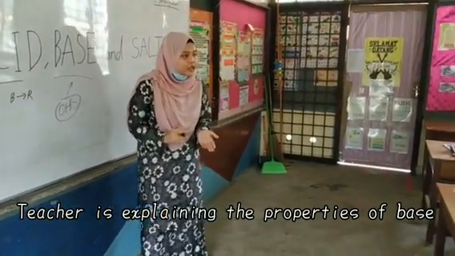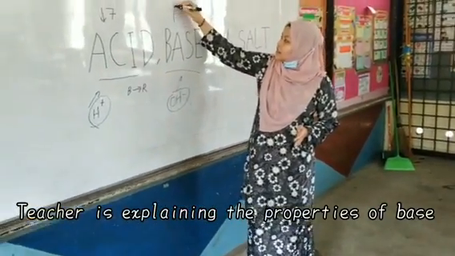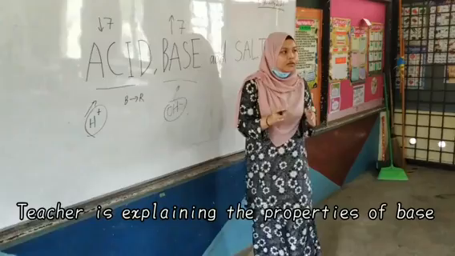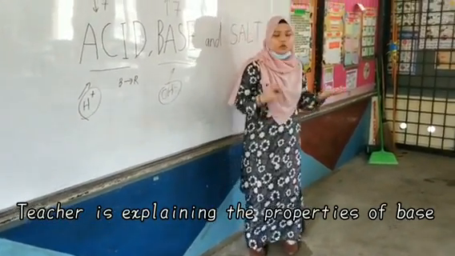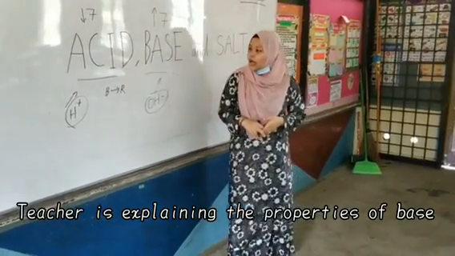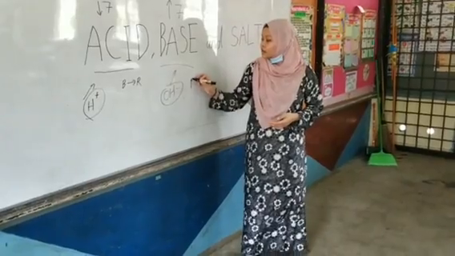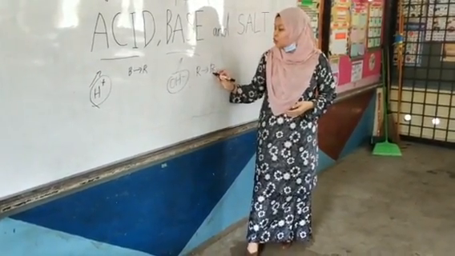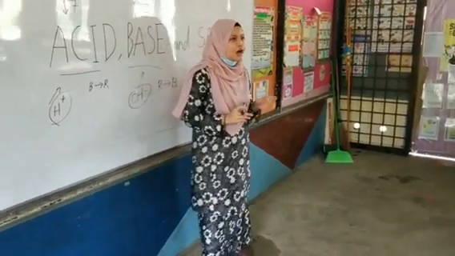Okay, it will produce hydroxide ions. And the pH of base is above 7, which is 8 till 14. That is the pH of base. And it will turn red litmus paper to blue. Yes. Okay, that's the properties of base.